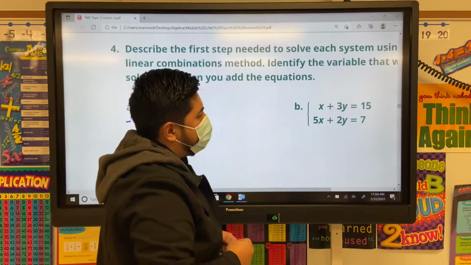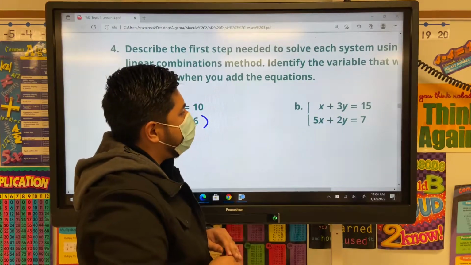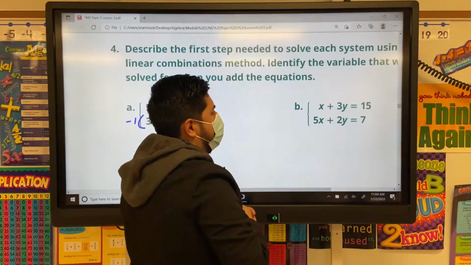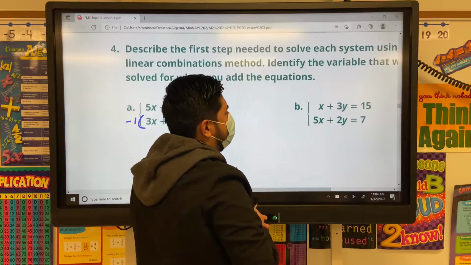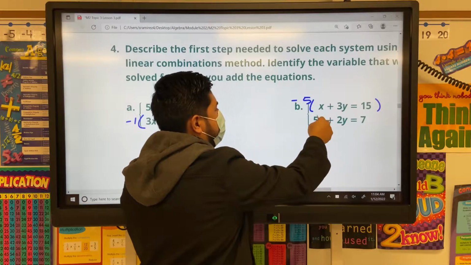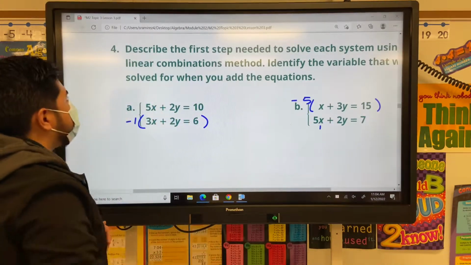Coming to the second problem, I can't really see numbers that are matching. You could do 2 and 3, but you've got to make sure they're negative and positive. A lot of intense stuff. If it were up to me, we would multiply the top one by -5 to make these additive inverses.